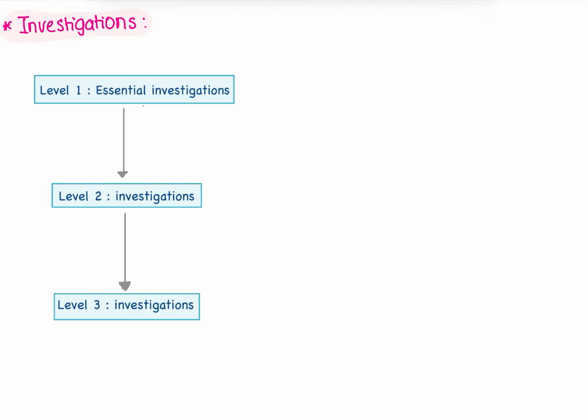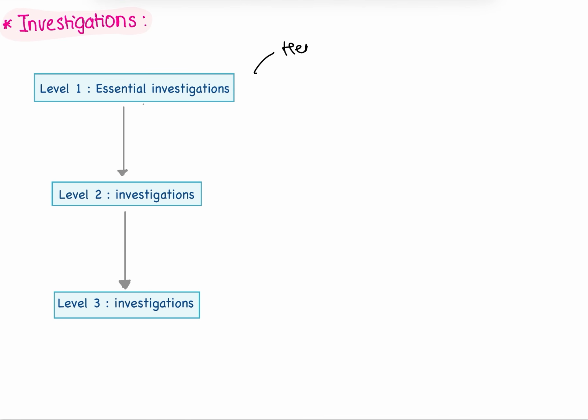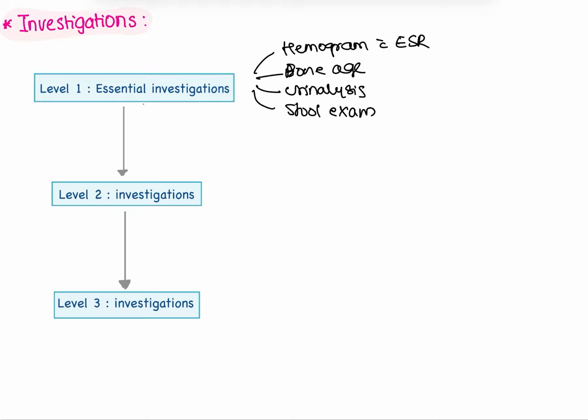Investigations. There are three levels of investigations. The first level, that is essential investigations to be done in a child with short stature. They are hemogram with ESR, bone age, urinalysis, stool examination, blood urea, creatinine, pH, albumin. If these values are normal, we have to proceed to level 2 investigations.